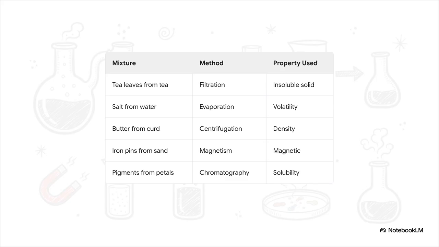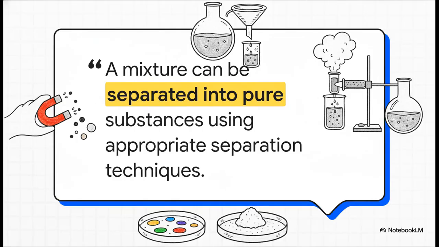You see, every method is chosen based on a unique physical property. And that really is the most important thing to remember from our session today. It doesn't matter what the mixture is. If its components have even one different physical property, there is a way to separate them. We just need to choose the right technique.